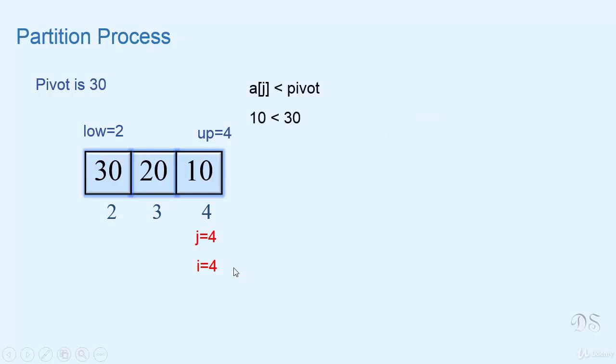Now let's look at j. A[j] is less than pivot, so j is not moved. Now both i and j have stopped and i is not less than j. That means we have found the proper place for pivot, which is j equal to 4. So this element is placed here and pivot is placed here. Now pivot is placed at its proper position.